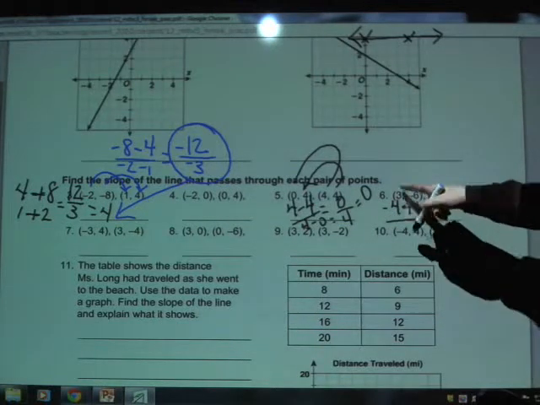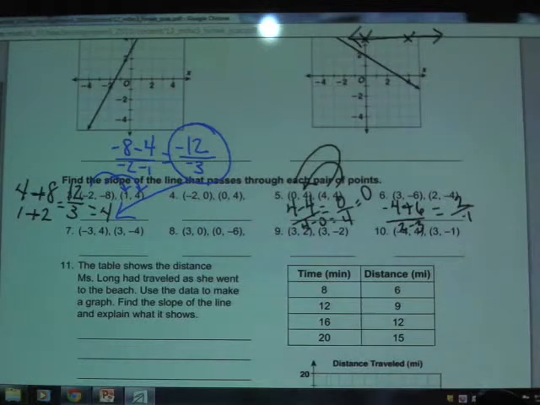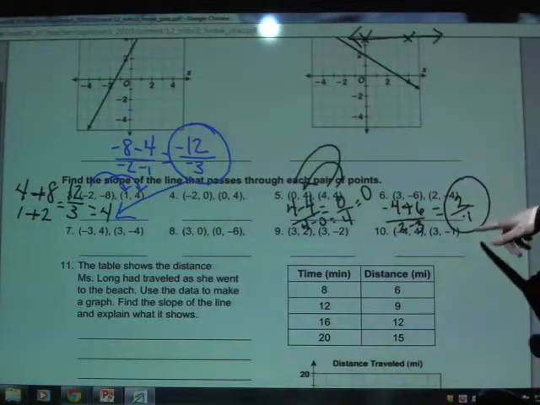And then the x values, 2 minus 3. 2 minus 3 is going to change into negative 1. So the slope here is 2 over negative 1. Of course, that means that that value would equate to something negative. 2 divided by negative 1 is negative 2.